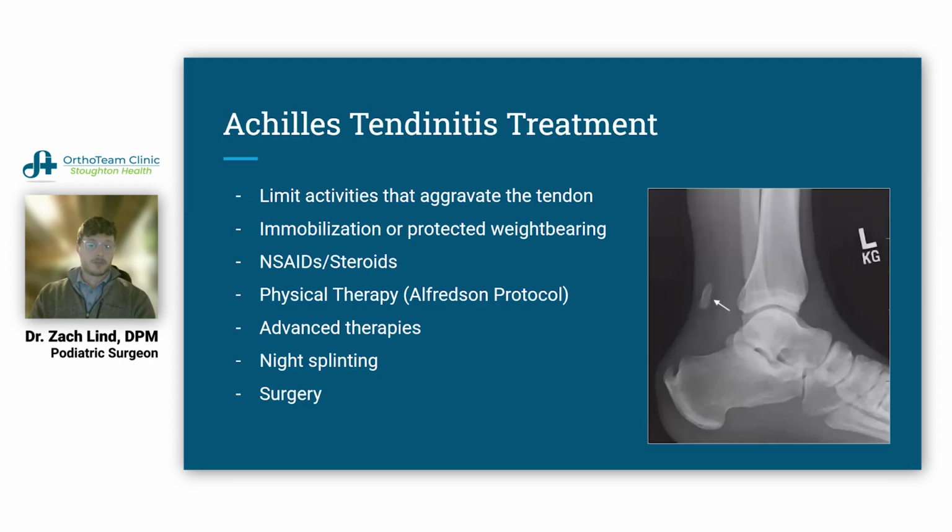From there, we work through physical therapy. The Alfredson protocol is one of the ones that's been most studied for Achilles tendonitis. It's what's called an eccentric exercise, where you're focusing more on the controlled lengthening of the tendon. If you think of a bicep curl, on the way up, that's a concentric, and then on the way down to a normal straight arm would be the eccentric. So again, we're working on an eccentric type exercise for these tendons.